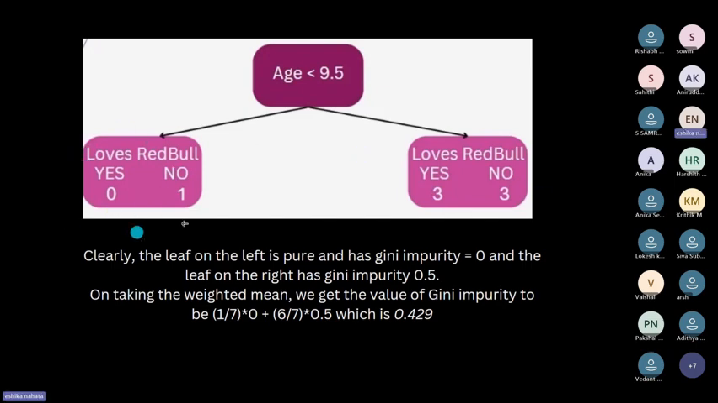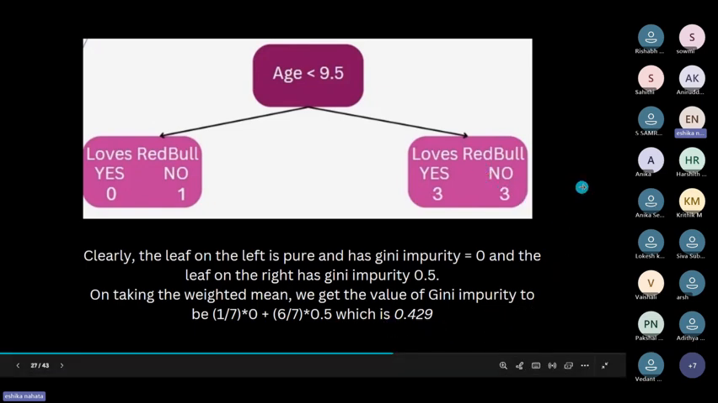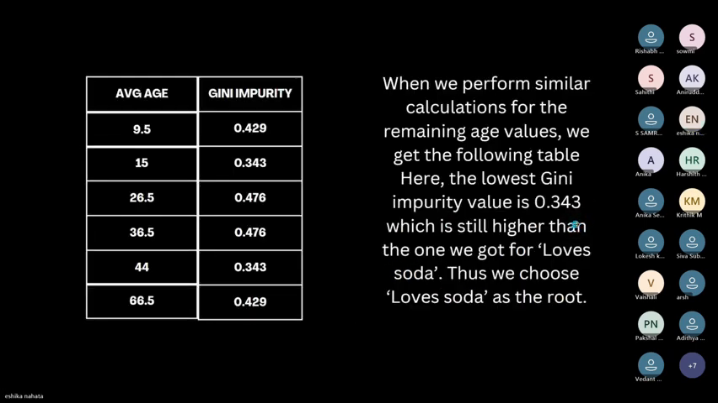So this is pure. Although it is only classifying one data point, it is a pure leaf and we get the Gini impurity as 0. And this one is just a perfect split, so we get Gini impurity as 0.5. We take the weighted average and we get 0.429 as the Gini impurity, which is, I think, bigger than both the values we got.